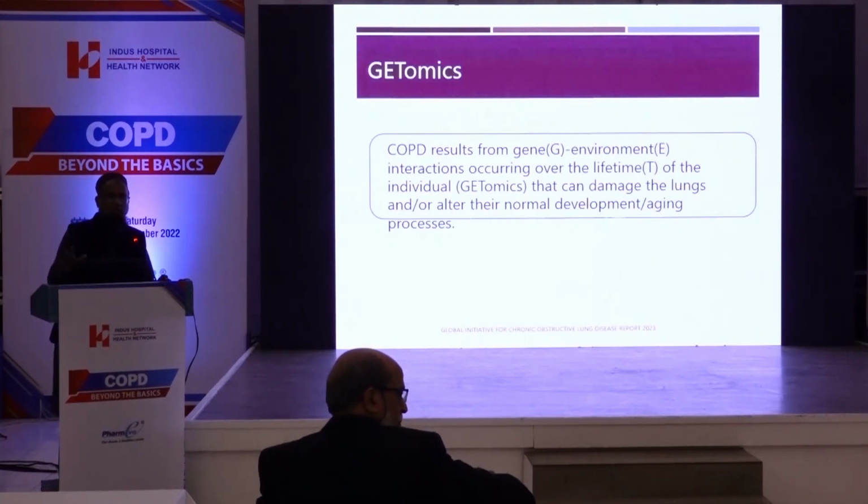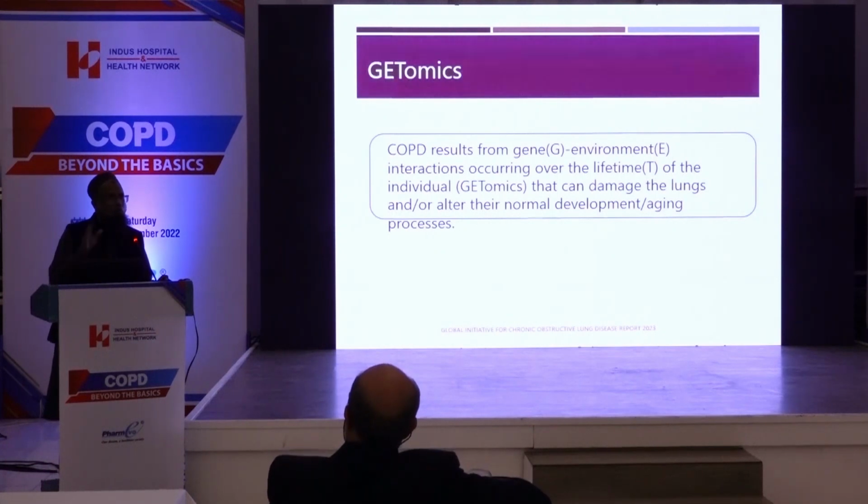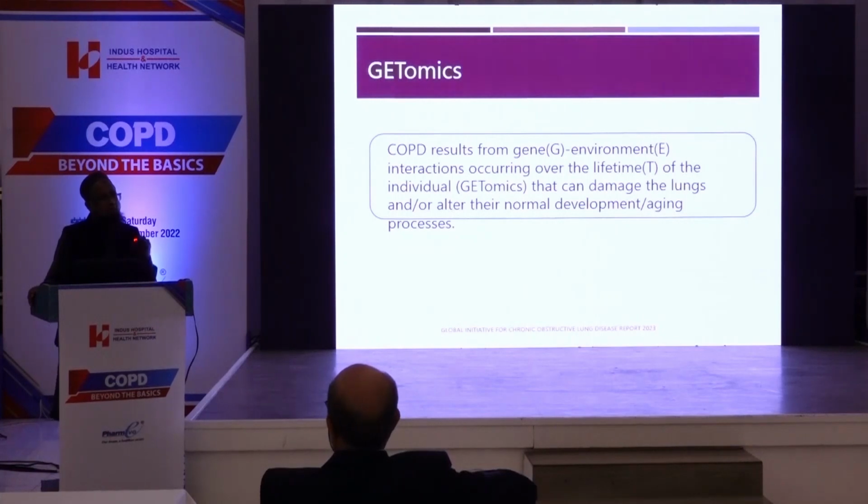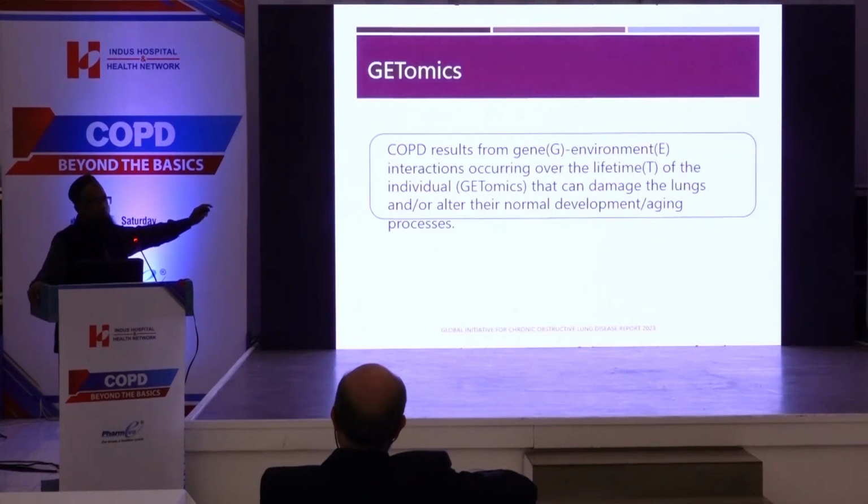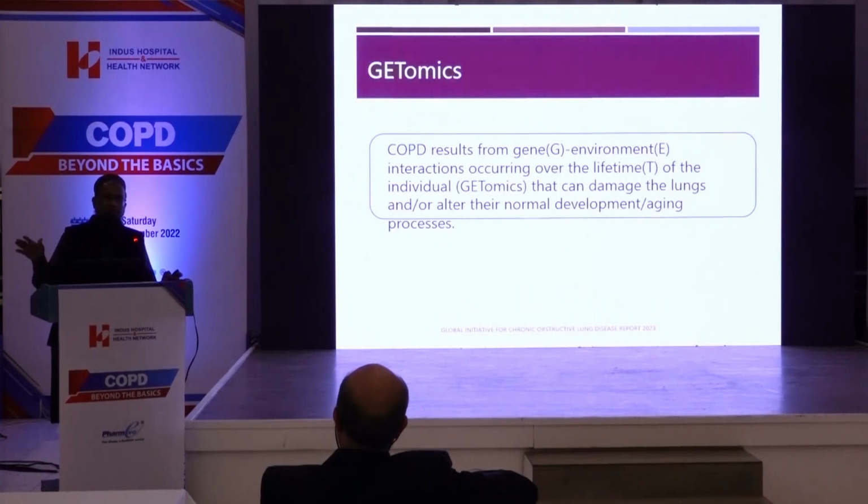environment doesn't mean only smoking or biomass fuel exposure. It also includes host factors, so developmental abnormalities as well as an increased aging process. That's why lifetime is included. So gatomics means the interaction between gene, environmental factors, and host factors during the lifetime, because we saw lots of patients whose FEV1 declines very rapidly compared to other patients of the same phenotype. Usually lung development starts from birth and matures at 20 years of age.